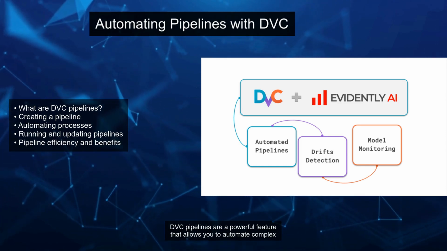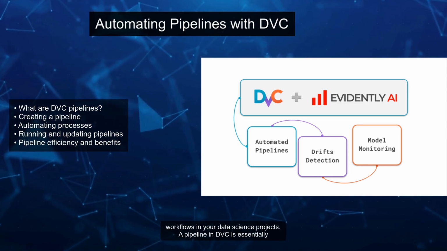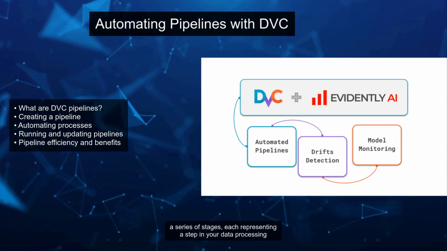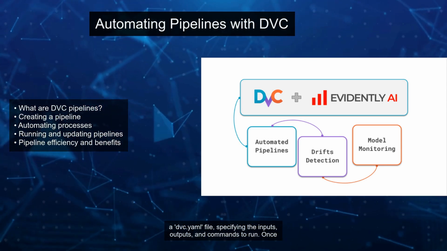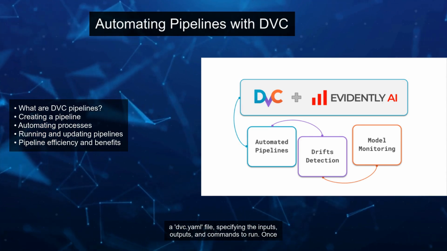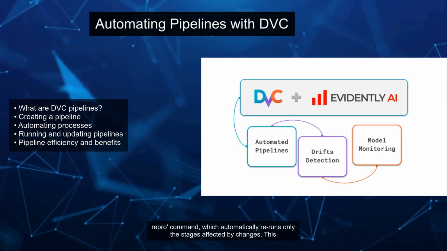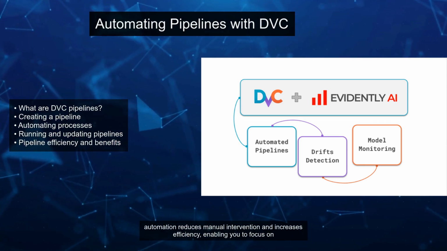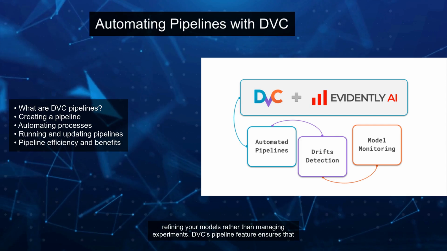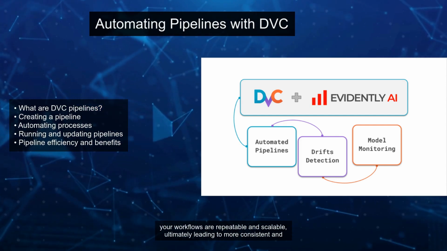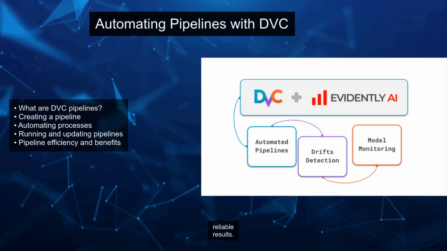DVC pipelines are a powerful feature that allows you to automate complex workflows in your data science projects. A pipeline in DVC is essentially a series of stages, each representing a step in your data processing or modeling workflow. To create a pipeline, you define each stage using a dvc.yaml file, specifying the inputs, outputs, and commands to run. Once your pipeline is set up, you can execute it using the dvc repro command, which automatically reruns only the stages affected by changes. This automation reduces manual intervention and increases efficiency, enabling you to focus on refining your models rather than managing experiments. DVC's pipeline feature ensures that your workflows are repeatable and scalable, ultimately leading to more consistent and reliable results.